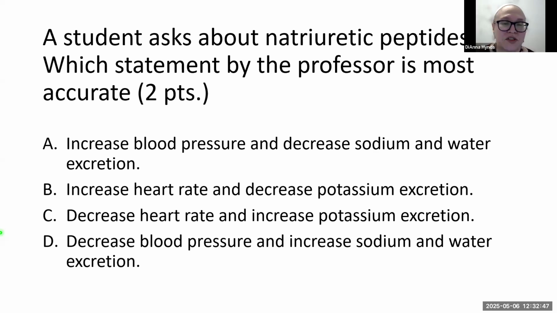Okay, so I think I've answered the questions in the chat. I'm going to come back here and talk about information that's in the example questions. Okay, so this first question is a 2-point question.